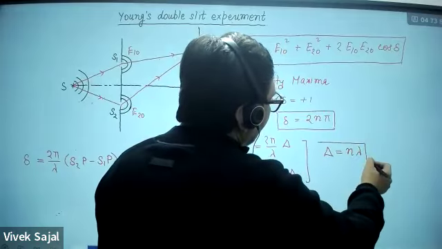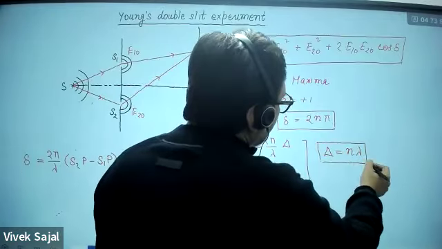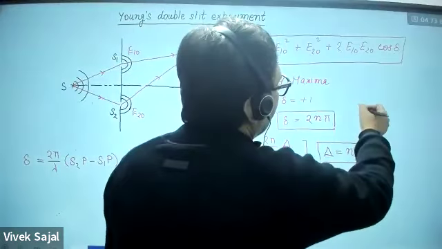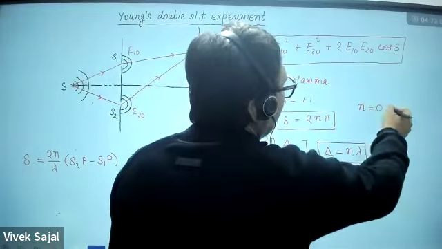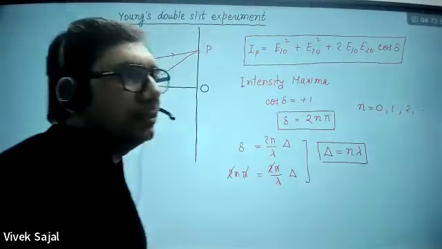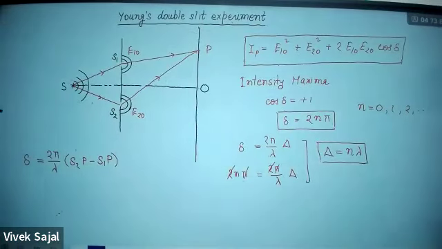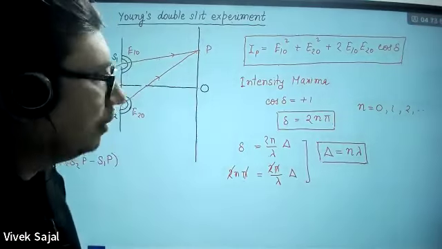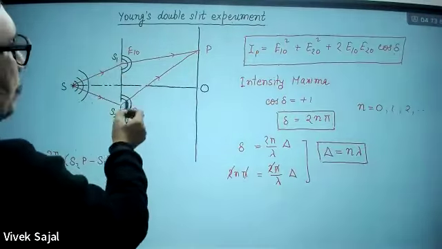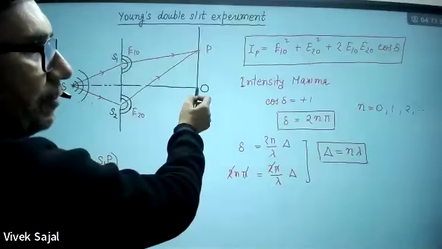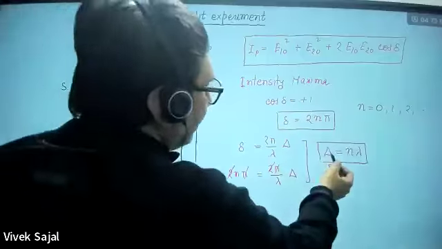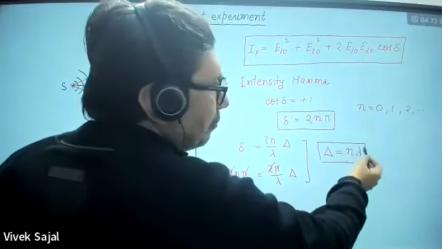So you are going to get an interference maxima if path difference is n lambda or phase difference is 2n pi. And what is the value of n? n may be 0, 1, 2, a positive integer. So any value 0, 1, 2, 3 you can have. Look here at this point: because S1 and S2 are symmetrically placed with respect to O, the path difference here will be 0. You are going to get a maxima here, where n equals 0.